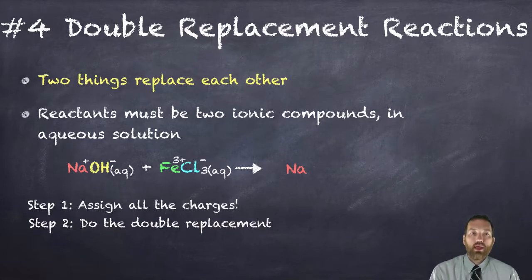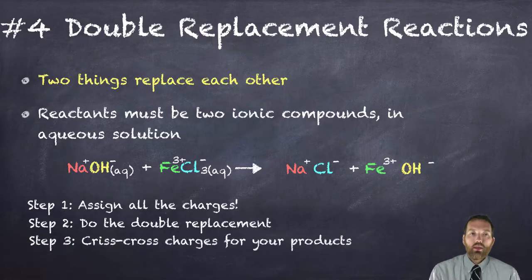So I'll write Na, and because I've done the charges already, I'm just going to bring them with me when I write the products. Na with its +1 charge is now going to partner up with Cl, chloride, with its -1 charge. The Fe with its 3+ charge will now pair up with the OH, hydroxide, with its -1 charge. Step 3 is to crisscross the charges for your products. No need to do it for your reactants because it's already been done for you. They've given you correct reactants, but you don't have the correct products necessarily yet until you crisscross.